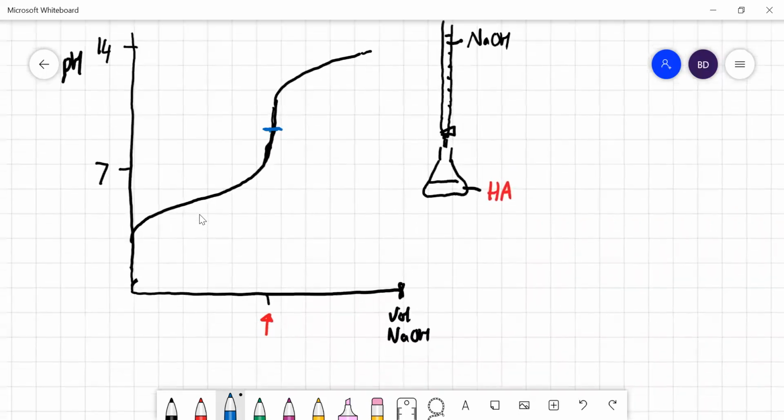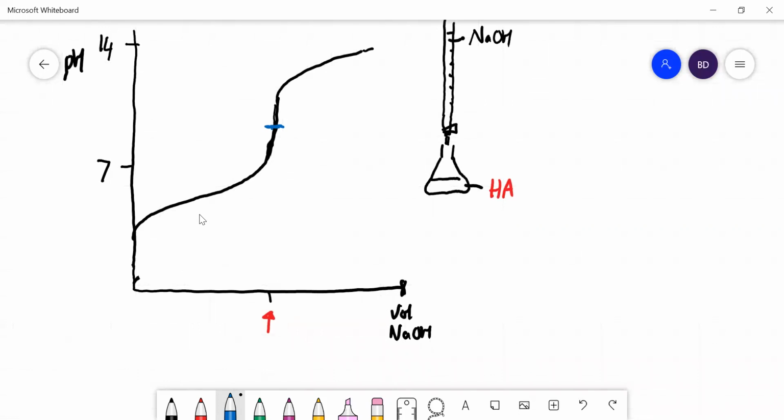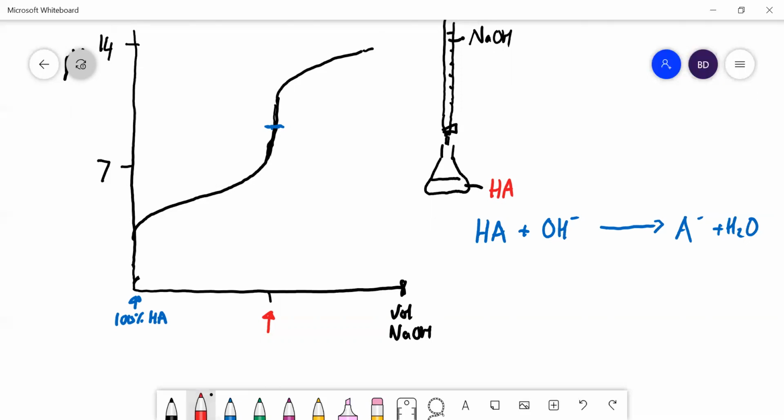So what we've got is our ethanoic acid, HA, and we're adding OH minus, and we're turning it into A minus and H2O. Right, so at the start point here, right down here, we've got 100% HA, and yet we'll have a tiny bit of A minus, but virtually we'll just call that 0% A minus.